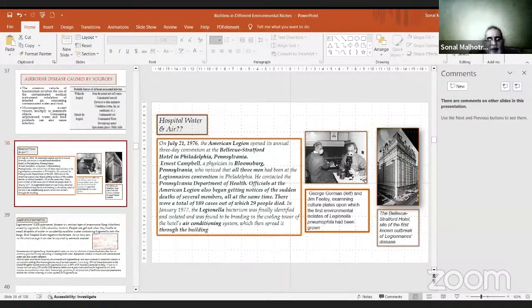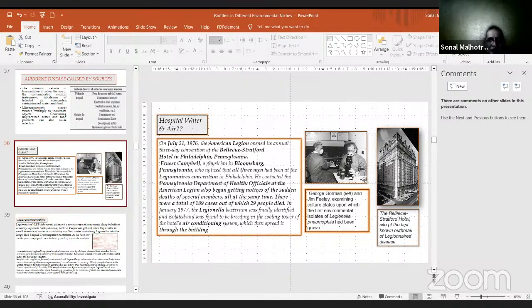So, hospital air, water and air. On July 21st, 1976, the American Legion opened its annual 3-day convention at a hotel. This is the hotel, and they didn't realize when they did this that they had this convention and people came there. They attended the convention. The hotel was air conditioned, and when they left the hotel, some people developed this Legionnaires' disease, which was at that time not known as Legionnaires' disease. It's basically a pneumonia-like disease, and these people acquired that infection.